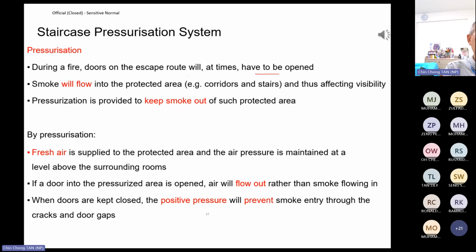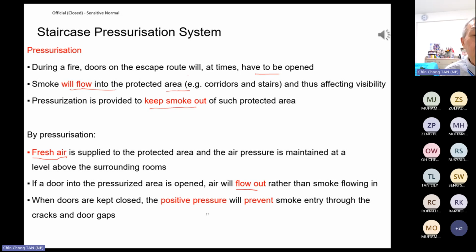Later on, I'll talk about the door thing. So smoke will go into the protected area. Okay, so we must keep out the smoke. To keep out the smoke, we introduce fresh air pressurization, through a fan called a pressurization fan, to maintain the 50 Pascal. So the air will prevent the smoke from invading the safe areas.